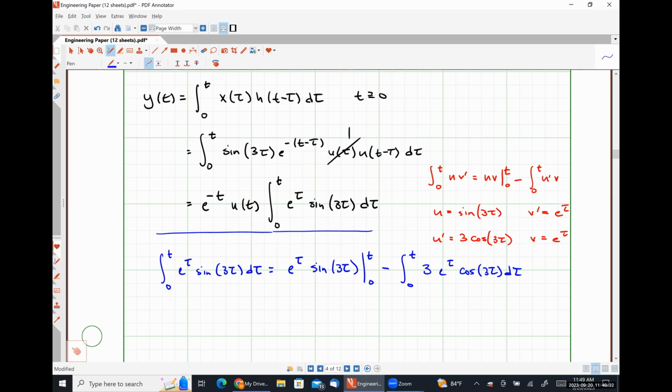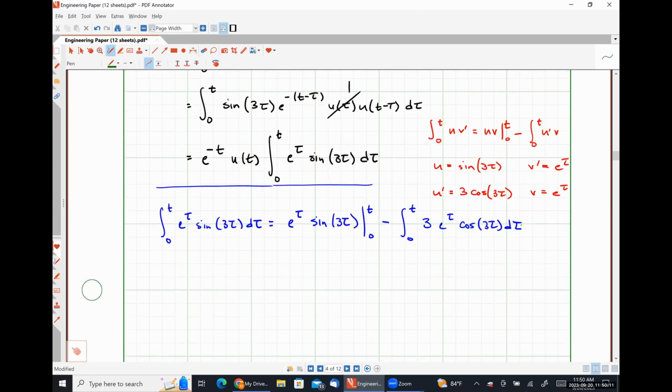Anything seem wrong? So e to the t times sine of 3t, and then we're going to evaluate things a little bit later. This will be a more closed form. For now, u prime is the 3 cosine 3 tau. v is the e to the t. Let's do this. How are we going to perform this integral? Also integration by parts. Yay, it's a blast. It's the best thing ever, right?